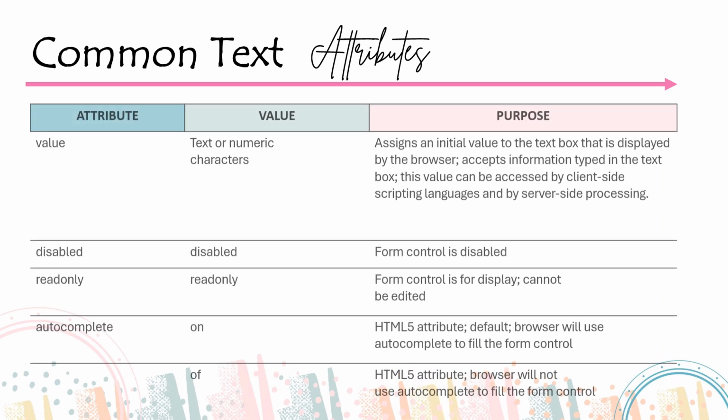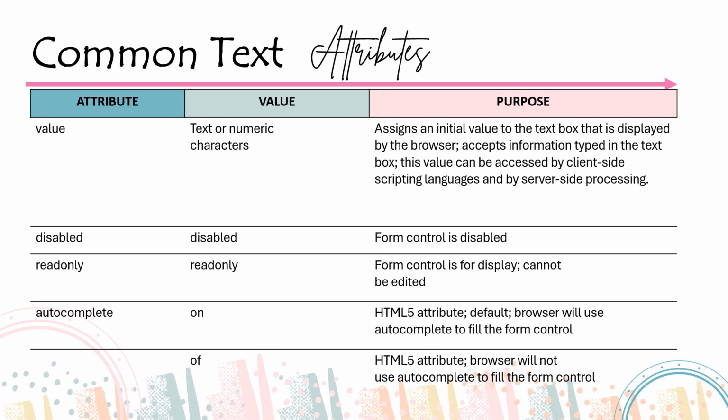Okay, the next is the value attribute. The value attribute has the value text or numeric characters. For the purpose, it assigns an initial value to the text box that is displayed by the browser, and accepts information typed in the text box.